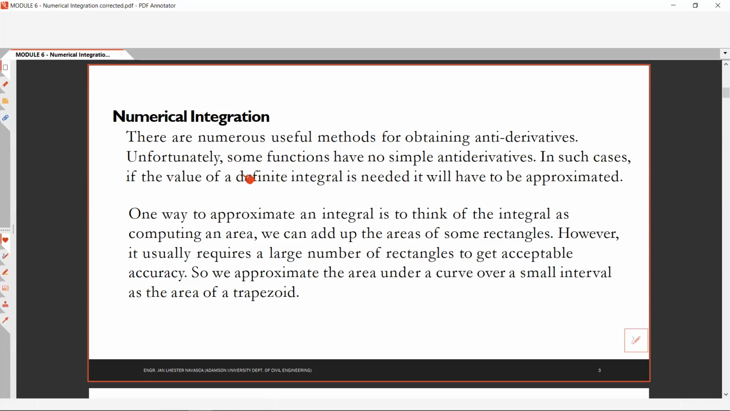okay, recall your definite integral. Definite integral means may value, may lower and upper boundaries, okay? Or area under the curve. So, pwedeng gawin, gagamitan ng numerical solutions to approximate the values.